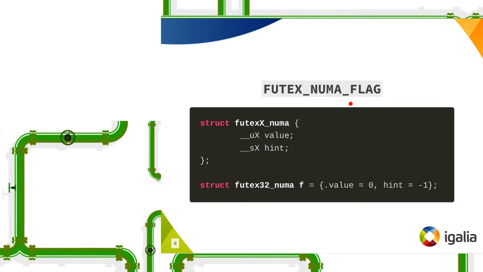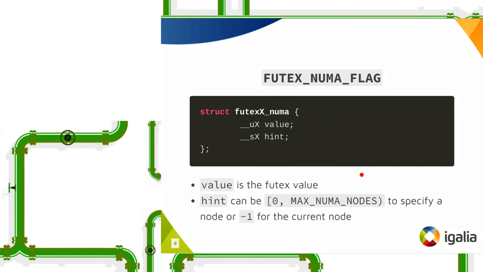We would have different structures for being NUMA aware, one for each futex size, so we will have 8, 16, 32, and 64. And you basically put together the futex value and the hint. Hint here basically means: if you use minus 1, that means that you want to operate on the current node. And if you use something between 0 and the maximum node, that means you want to operate on that node. This is how you specify which node you want to use.